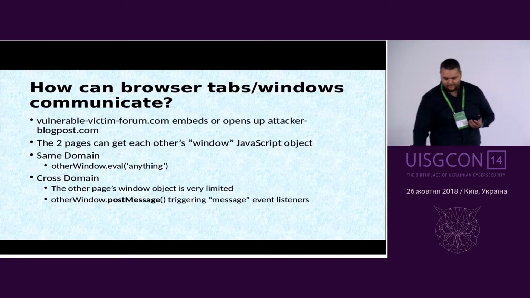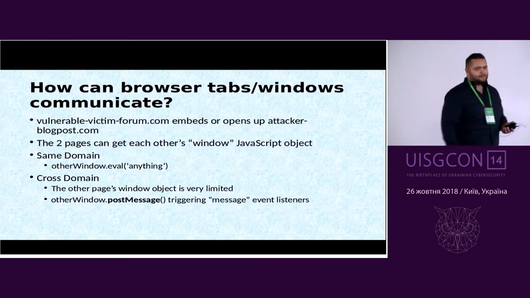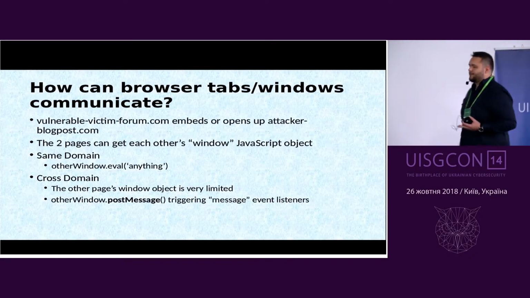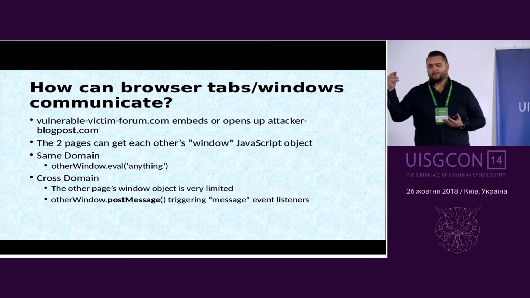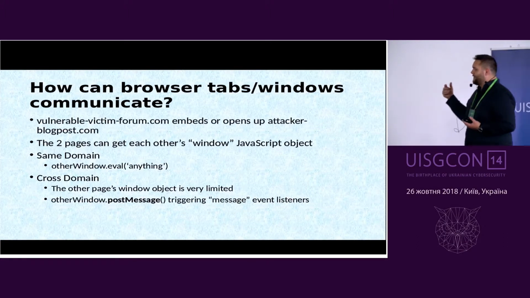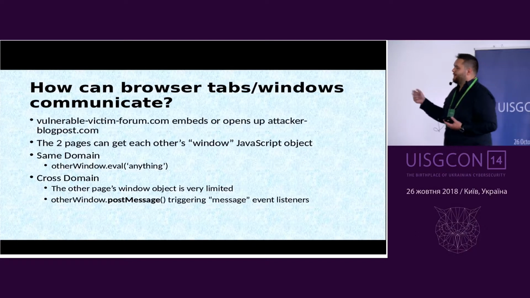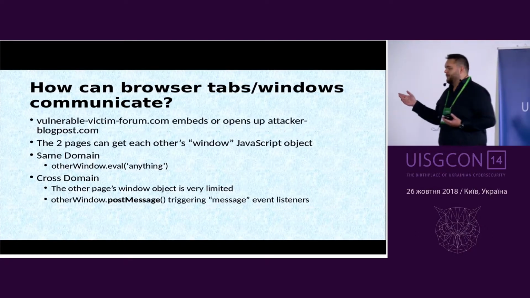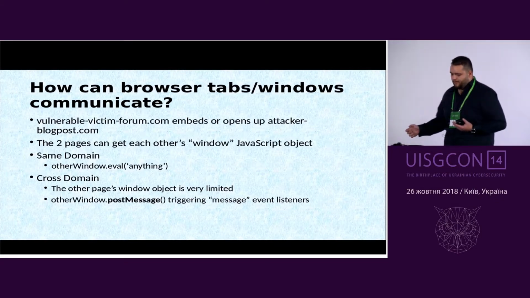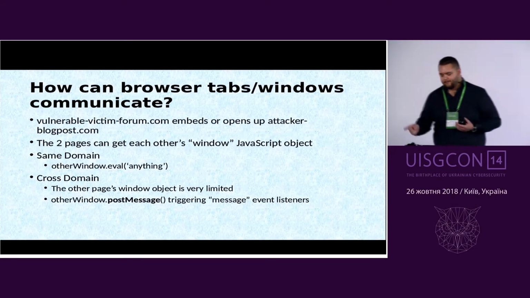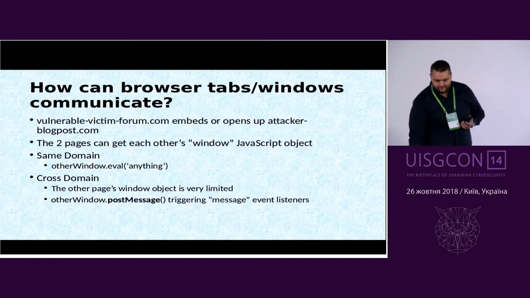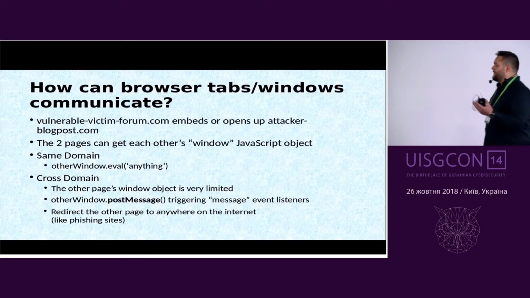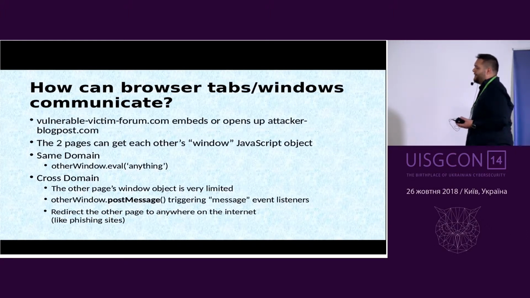For example, the safe way to communicate between tabs is to call postMessage, which will trigger a message event listener. This is a function implemented on the other side, and it will run whenever postMessage is called. And you can call this function on other tabs too. If you check the origin, this is a safe way to communicate between tabs. The other thing you can do is what I have shown. You can redirect the other tab to any website.